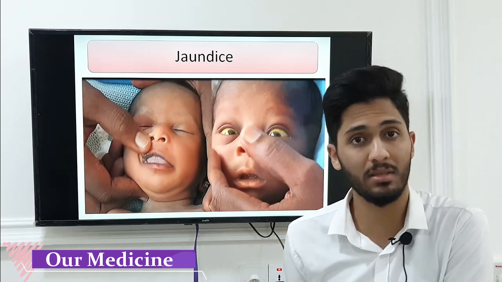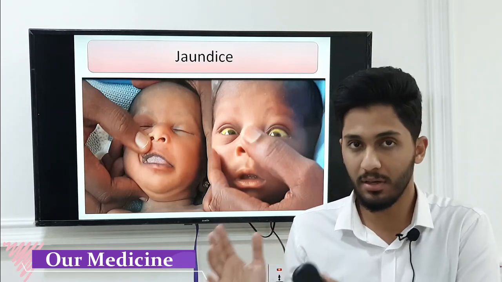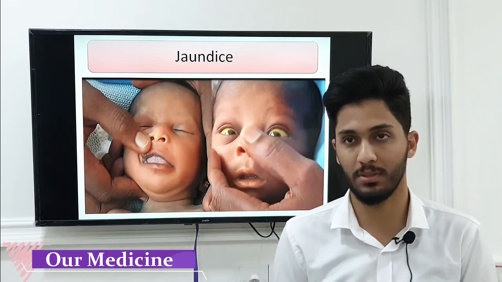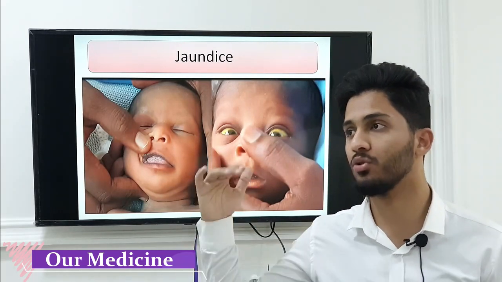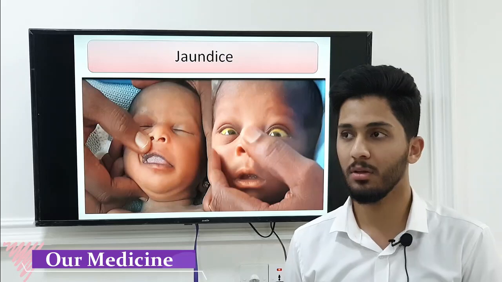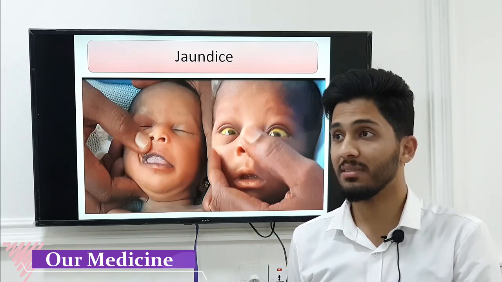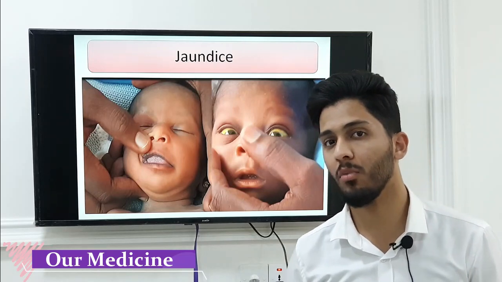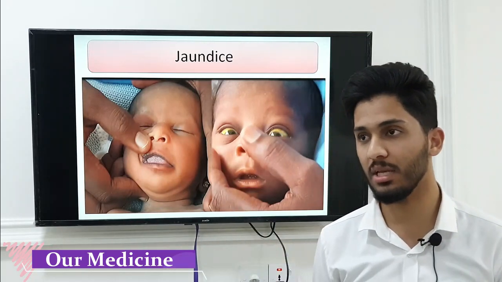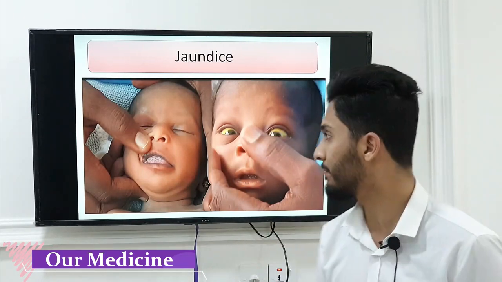It could be indirect and it could be direct. And there are different causes of jaundice. In adults, when the total serum bilirubin is more than 2 milligram per deciliter, the jaundice occurs. But in neonates, when the total serum bilirubin is more than 5 milligram per deciliter, then the jaundice appears.